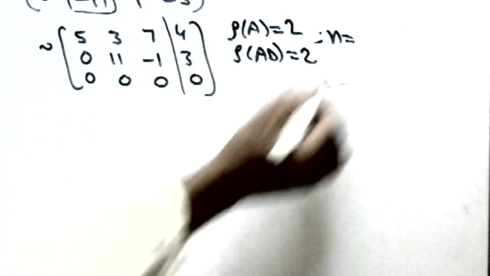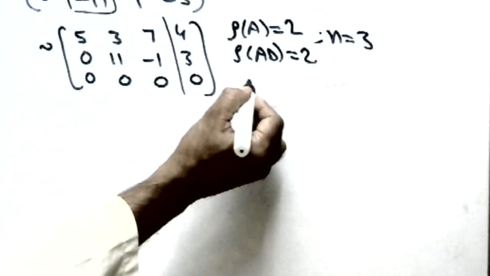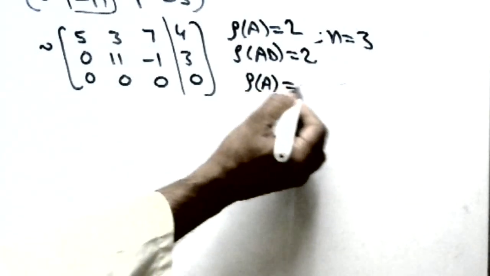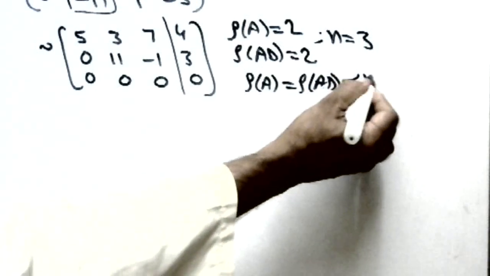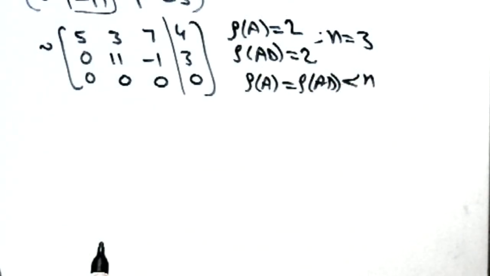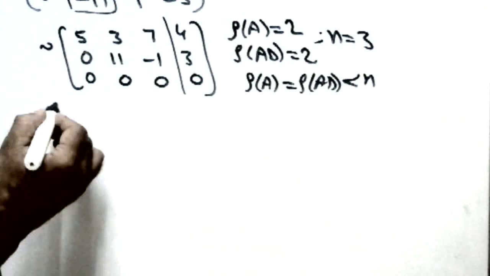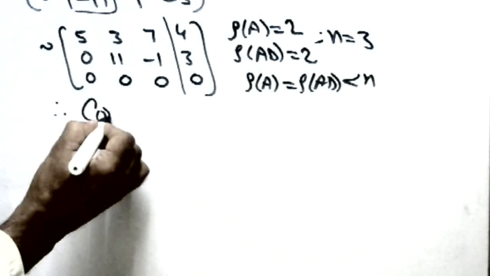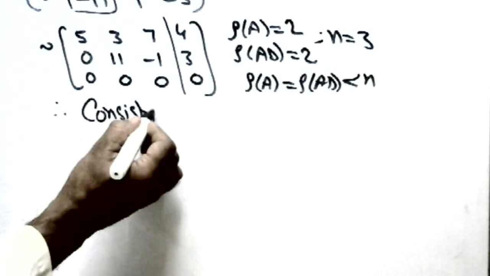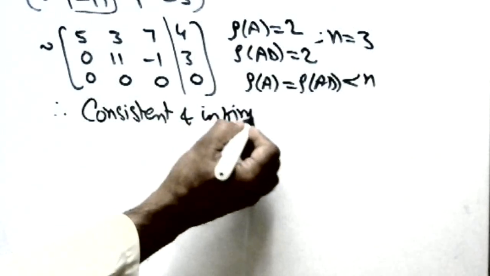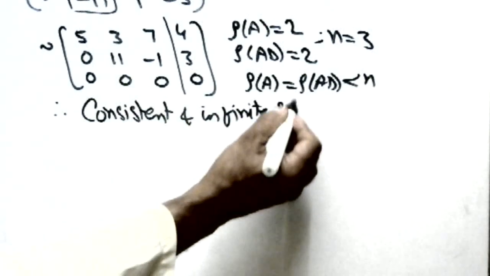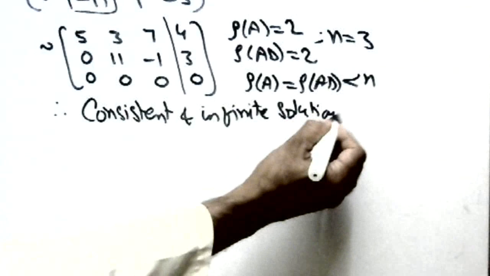Whereas the variables are, we are having 3 variables, x, y, z. So the condition is like this: rank of A equals rank of AD but less than n. This condition we have already written in the previous class, that it's consistent and has infinite solutions. Therefore, the system of equations is consistent and has infinite solutions.